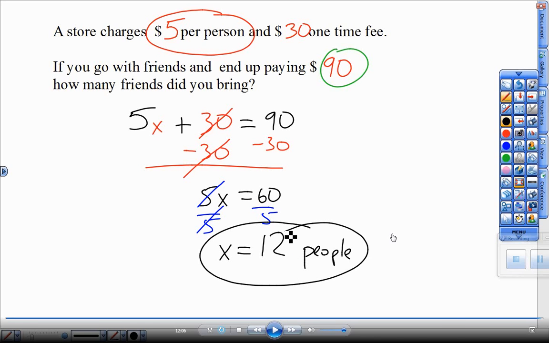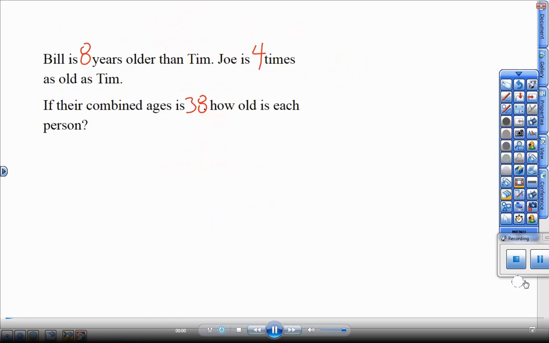The last word is blue. Blue. And of course, if you wanted to check this, you could have by plugging that back in, but you don't need to. So good luck.